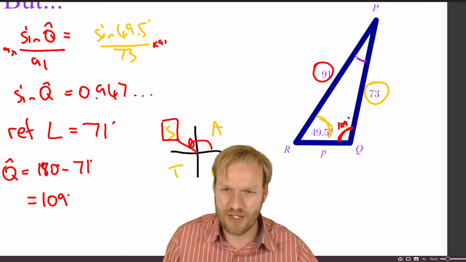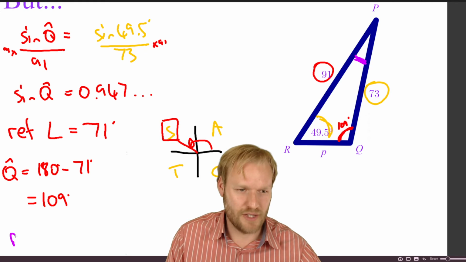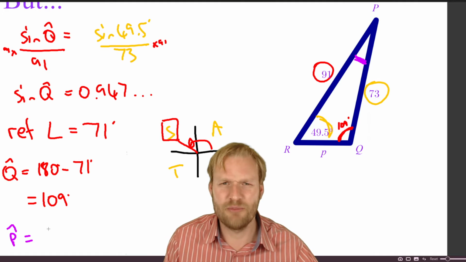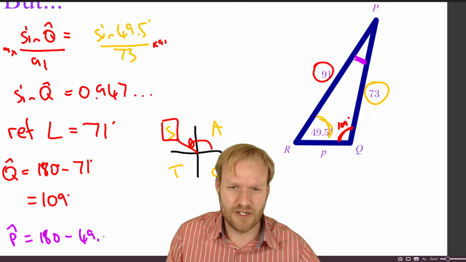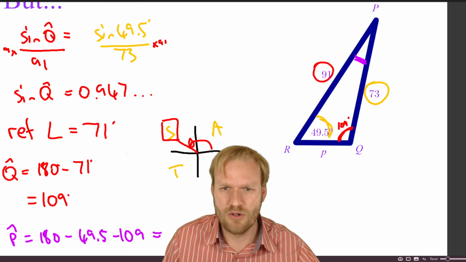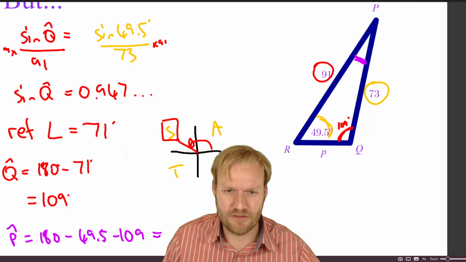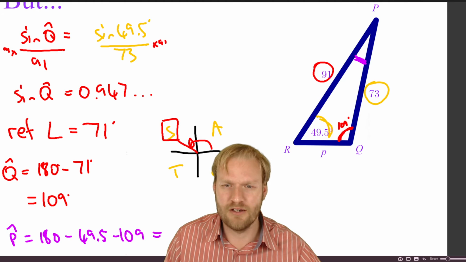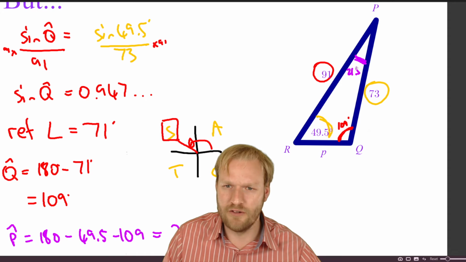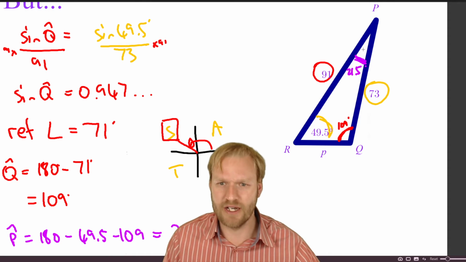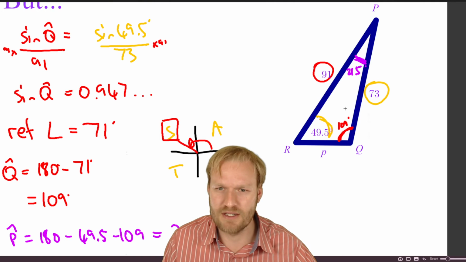So our last angle up here, P. How are we going to find P again? Oh, well, just angles in a triangle. 180 minus 49.5 minus 109. Let's just check. What do you get? Well, 180 minus 49.5 minus 109. Okay, 21.5. 21.5 seems to be reasonable, seems to be a triangle. Look, there, it makes sense. The angles still add up to 180.